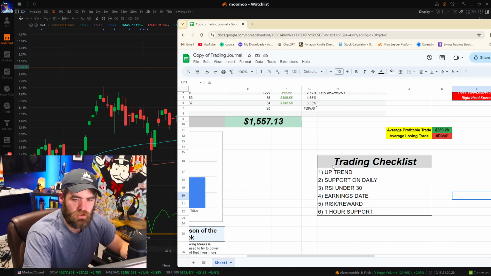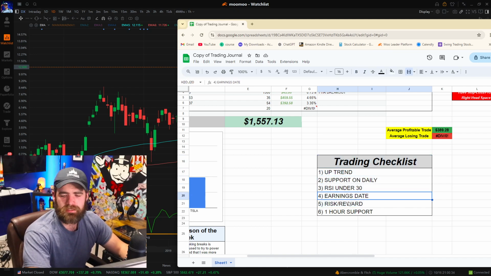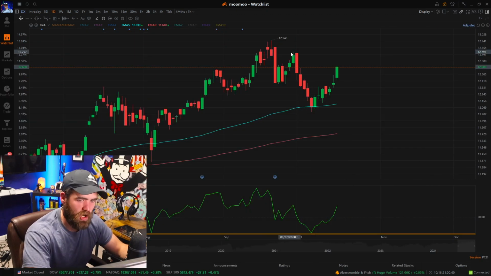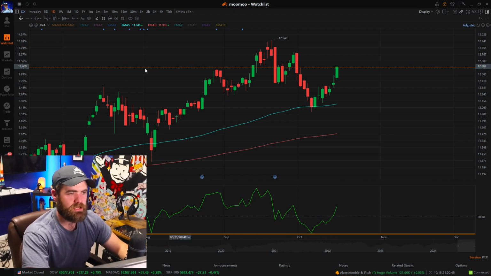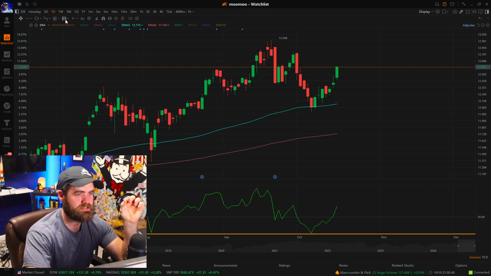So with this here, we have an upward trend, support on the daily, undervalued RSI. We want to know the earnings date. We have good risk and reward, and then we want some sort of support on the 1 hour. So as I talk about, we just took a trade here, it does follow all of our trading checklists, which was good. But one of the things that I really loved here was this.